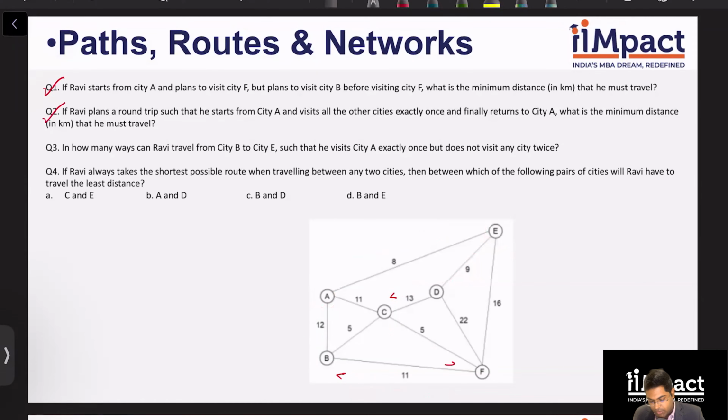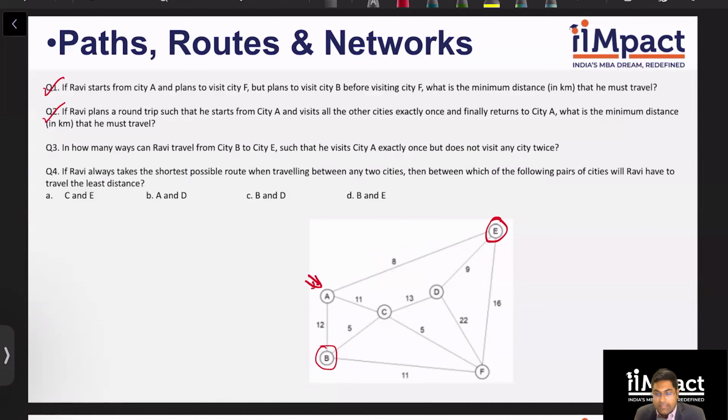Let's look at question number 3. In how many ways can Ravi travel from city B to city E such that he visits city A exactly once but does not visit any city twice? Okay. So we have to go from B to city E, right? And we have to visit city A for sure. Now again, many ways to do this, but one way that I really like is you can reverse engineer the whole thing.